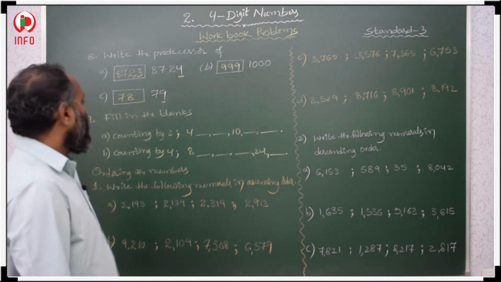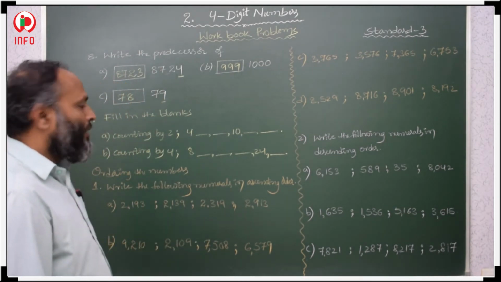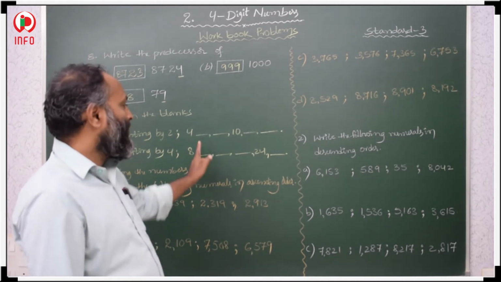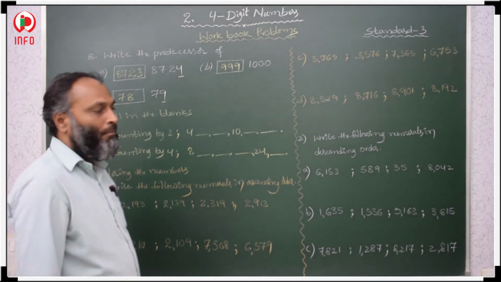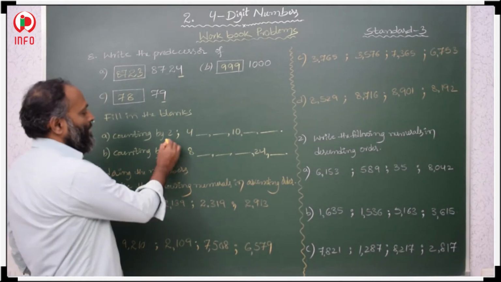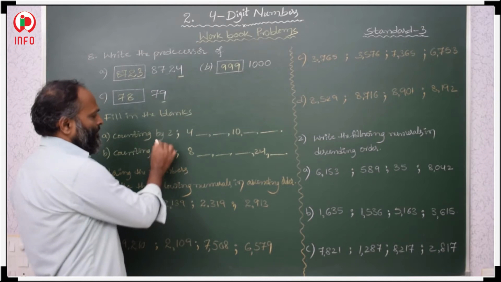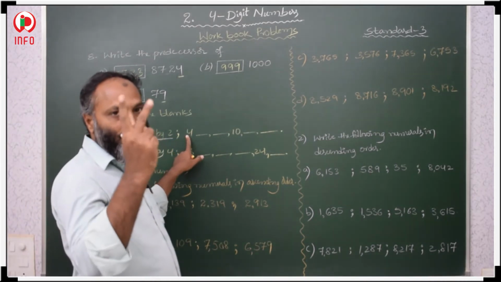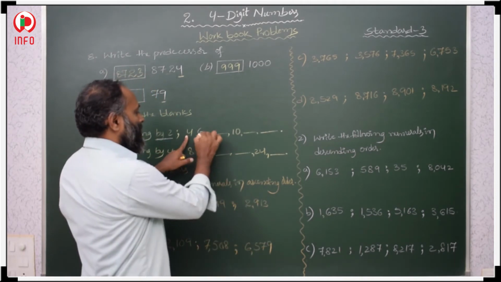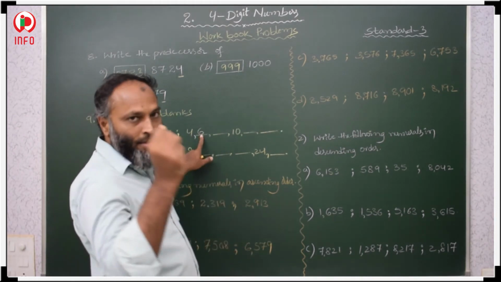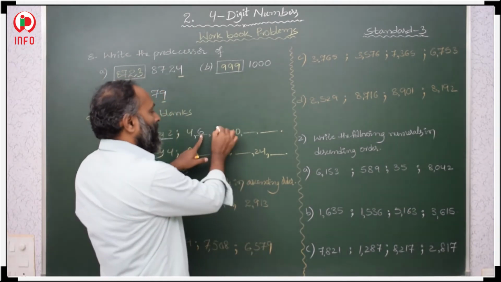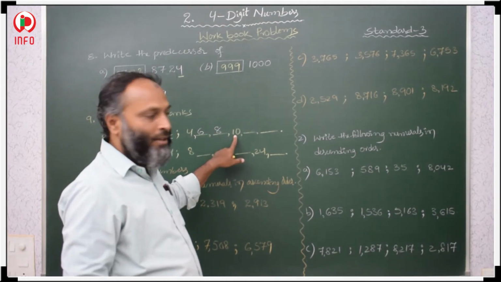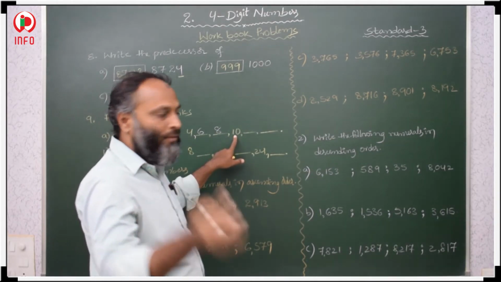Next, fill in the blanks. Counting by 2 means skip counting. So we have to skip numbers and fill the given blanks. Here counting by 2 is given. 4, 6, 8, counting by 2, 10. Then after 10, 12.